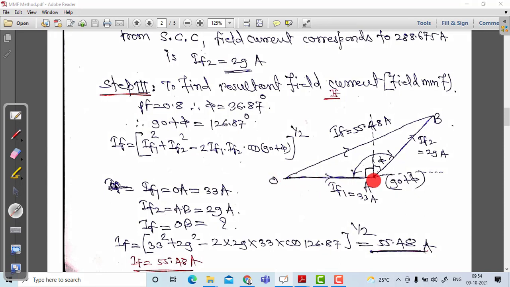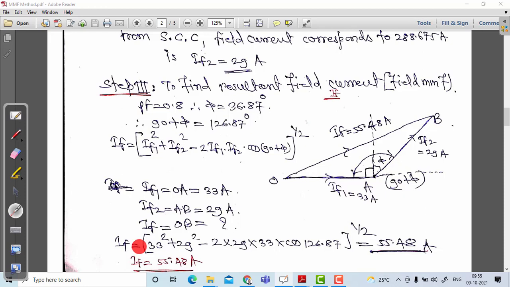See, OA is equal to IF1, and IF1 is 33. Draw it as a reference. Then draw a dotted vertical line from point A. Now draw AB equal to IF2, that is 29 ampere, lagging the vertical line by an angle phi. Then join OB. OB represents the resultant field current IF, and it is found that it is 55.48.